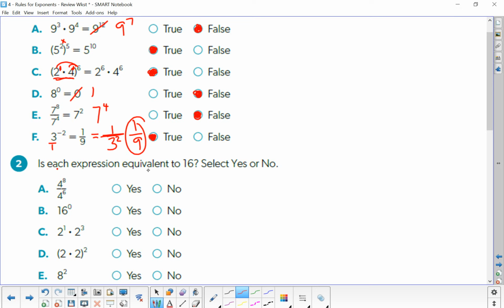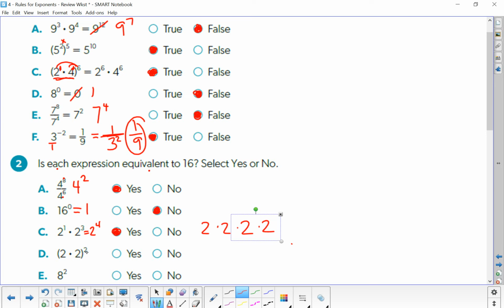Is each expression equivalent to 16? So when I divide like bases, I subtract powers. And yes, 4 squared is 16. Anything raised to the 0 power is 1, not itself, 1. So that's not a 16 anymore. 2 to the 1st times 2 to the 3rd is 2 to the 4th. So 2 to the 4th is 2 times 2, which is 4, times another 2, which is 8, times another 2, which is 16. So that's a yes.